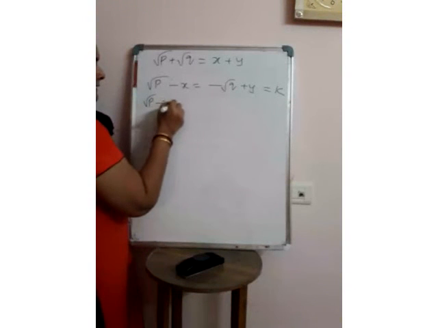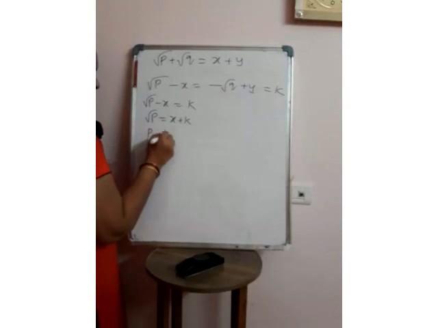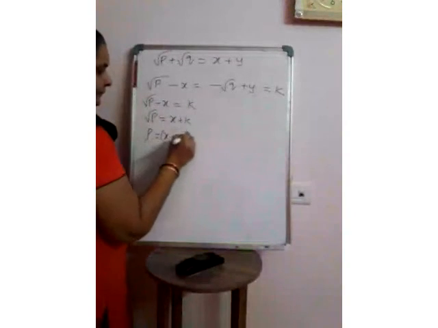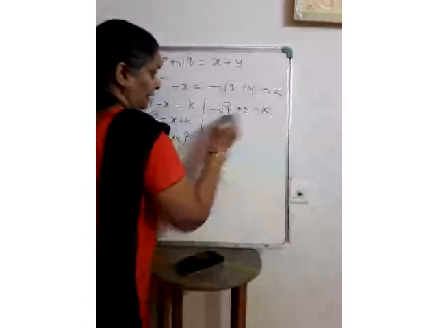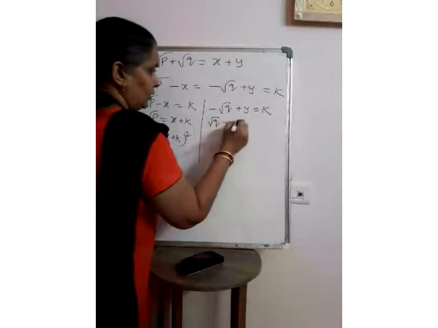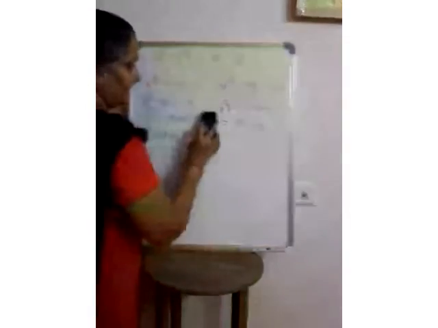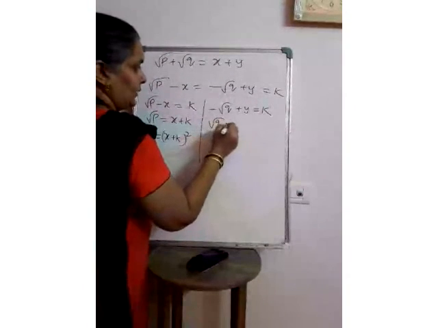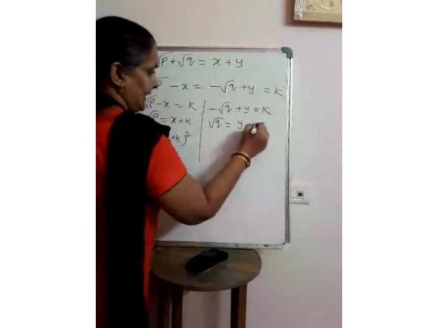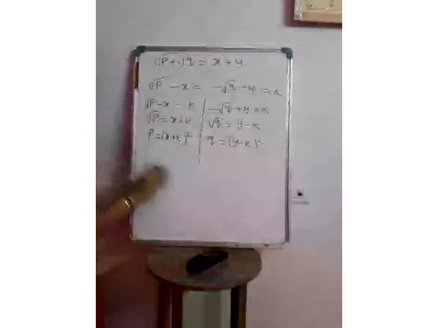Root p minus x is equal to k, or root p is equal to x plus k, or p is equal to (x plus k) whole square. Similarly, minus root q plus y is equal to k, or root q is equal to y minus k. This is the value we get. q is equal to (y minus k) whole square. We got the values of p and q.